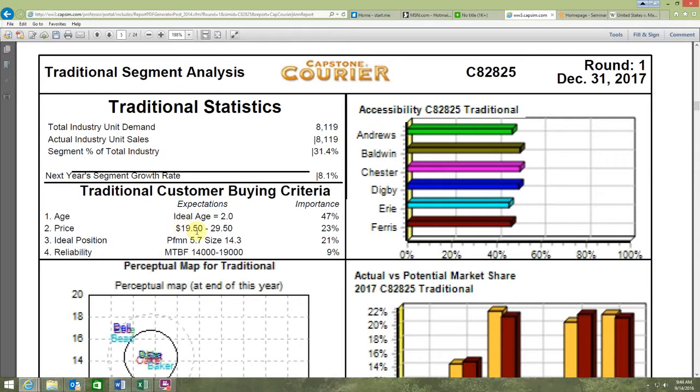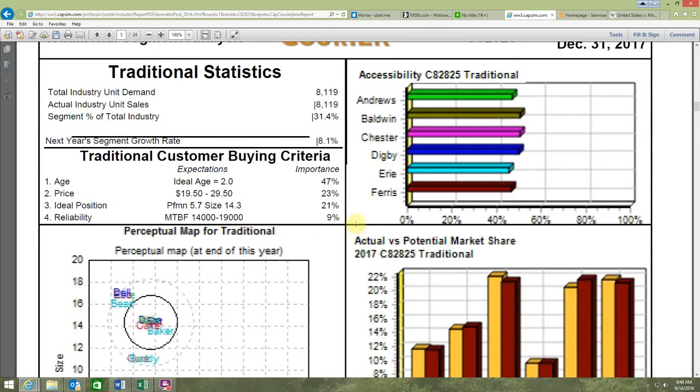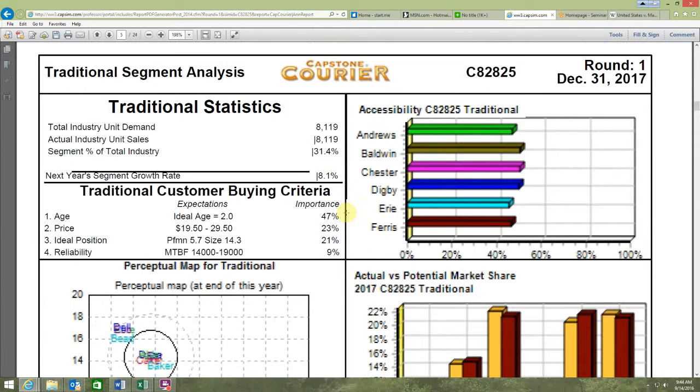Typically as time goes by, they want the price to be less. They want the position to be better. Okay, and so you have to adjust, especially these. And when you adjust these right here, your ideal position, it should affect the age. Okay, MTBF then. Here's an important thing. It's not that important. Is it worth spending money to keep the MTBF way up towards the top end? That's a good question. It's only 9% of the importance for the customer. Something to think about. Okay, so spend time on this.